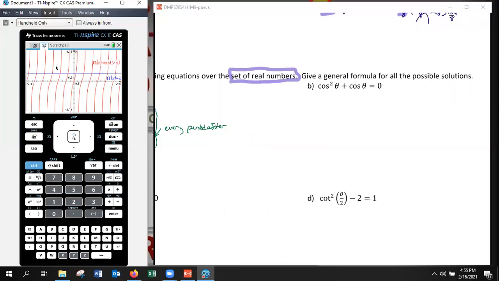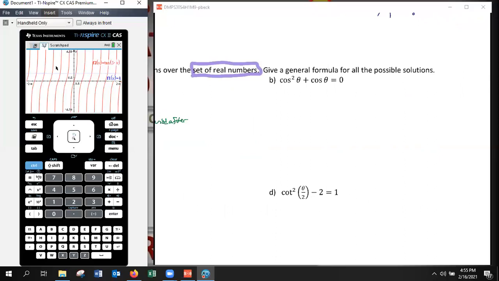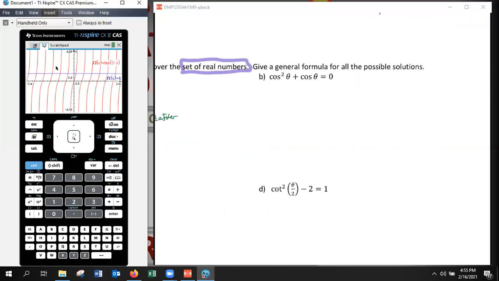For part B, cosine squared plus cosine theta equals 0. To first solve this, we're going to have to factor out a cosine. So cosine of theta times cosine of theta plus 1 equals 0.